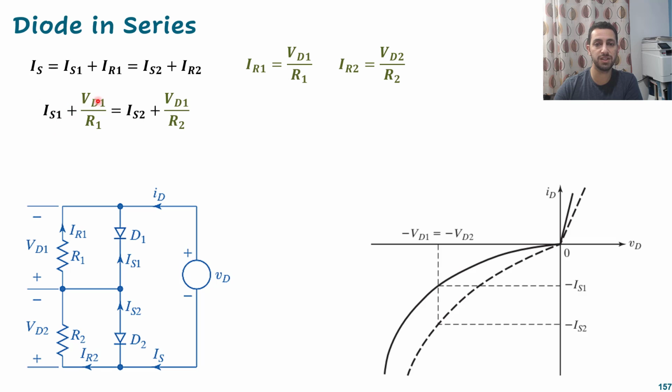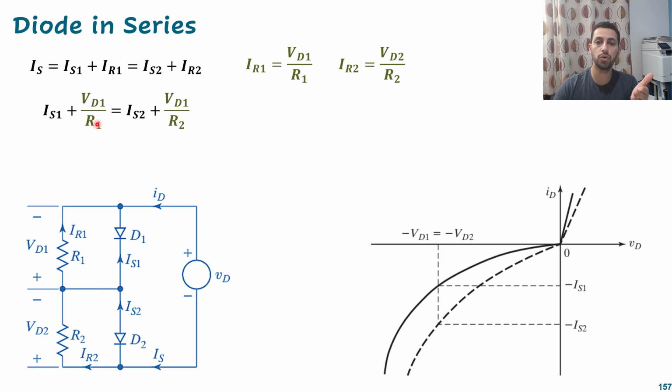IS1 plus VD1 divided by R1 equals IS2 plus VD1, because VD1 equals VD2. That's why I replaced it with VD1, divided by R2. IS1 and IS2 are known from the datasheet. VD1, which is VD2 as well, they are known or designed by you as a designer. You should decide, okay, I want 500 there and 500 there.